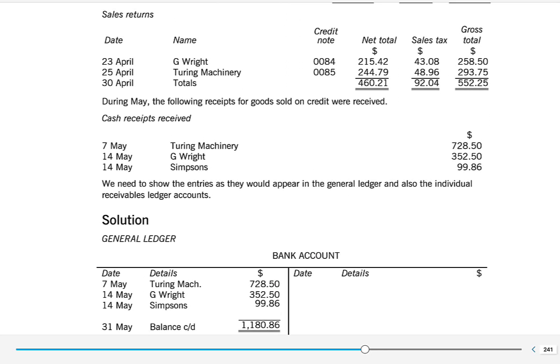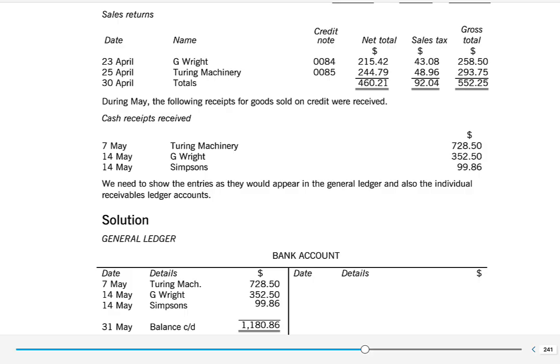Part 2, the sales returns in April. Now we have credit notes, meaning returns. Credit note on the 23rd of April for G. Wright, credit note reference 0084. Net is 215.4. Sales tax is 43.08. Gross is 258.50.